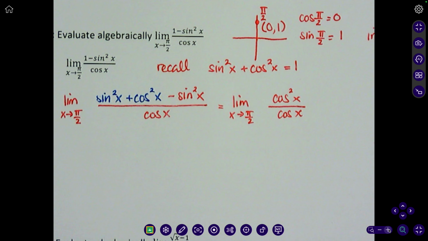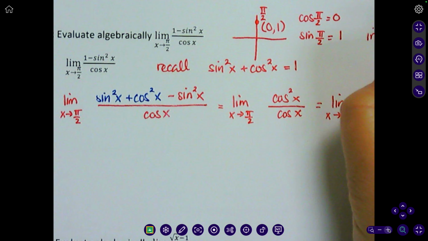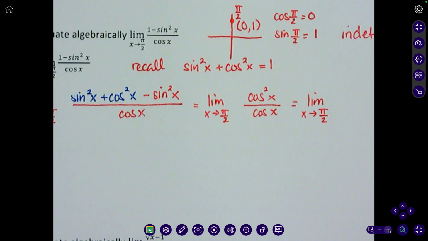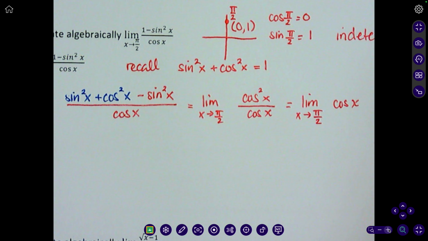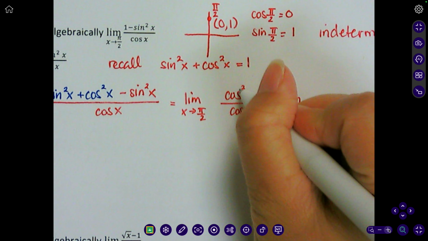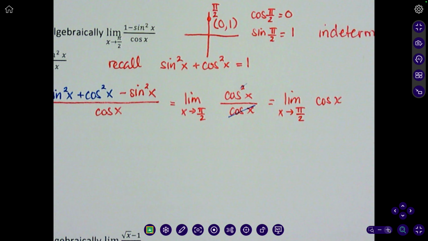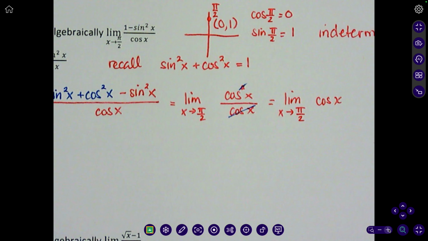Are you guys good? Yes? So now if I clean that up, you're going to see that I can cancel out one cosine of x. So if I cancel out one of them, I'm going to get cosine of x. There you go. And that's why we do this. So in the end, we can cancel out the square and then the cosine. Okay? What you have is just cosine of x.